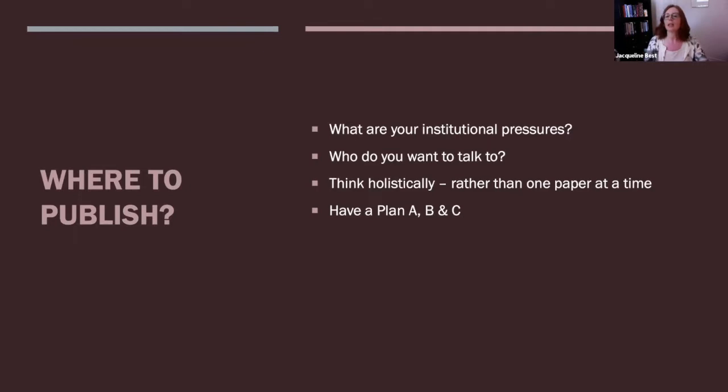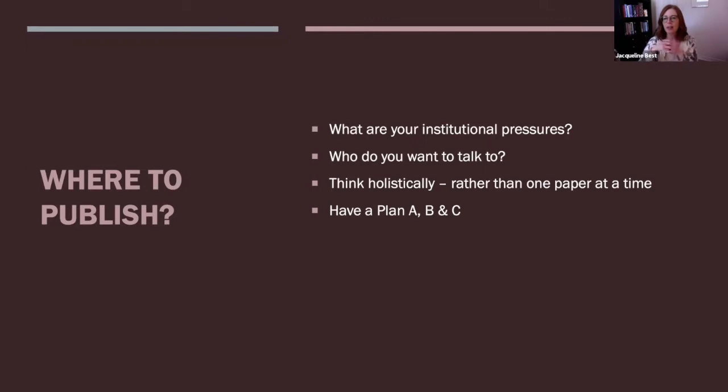The other part of thinking holistically, or pragmatically, is to have a plan A. If this is my journal that talks to, say, IR theory and brings an IPE perspective in, this is my plan A journal, but if it doesn't get in there, I've got a plan B and a plan C, and it's not the end of the world.